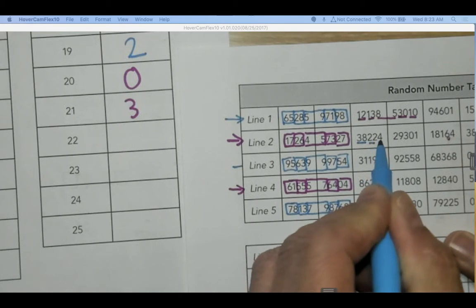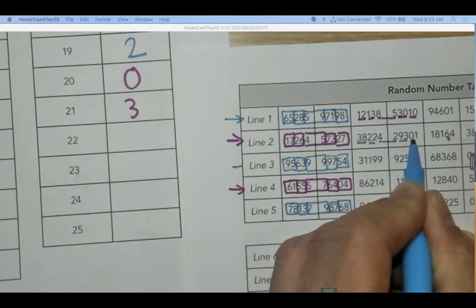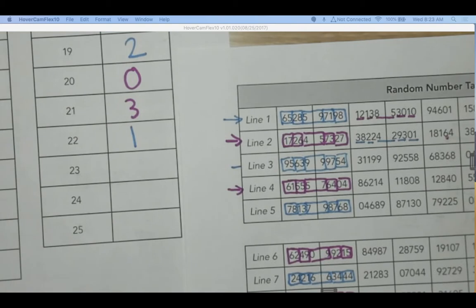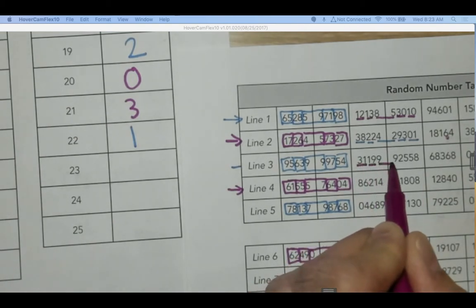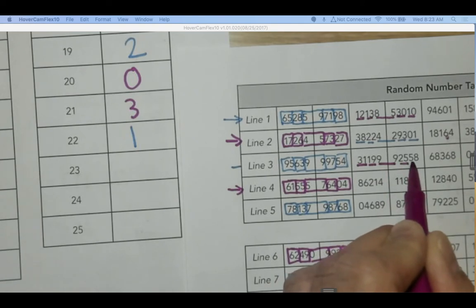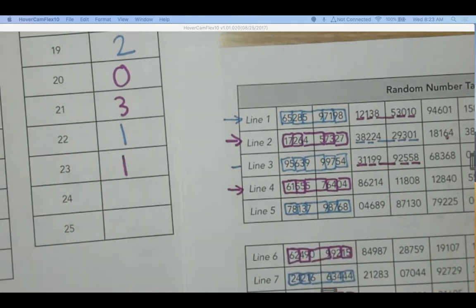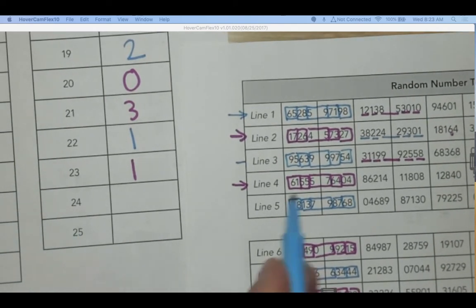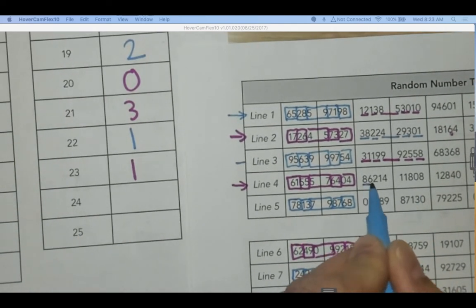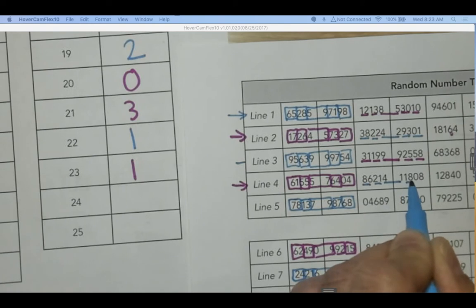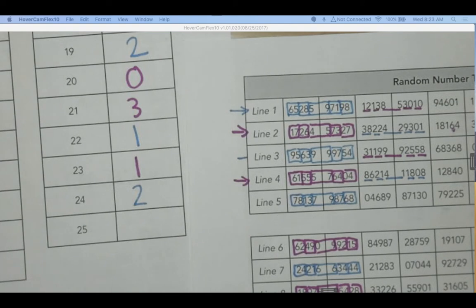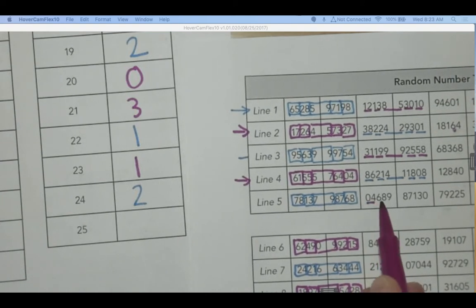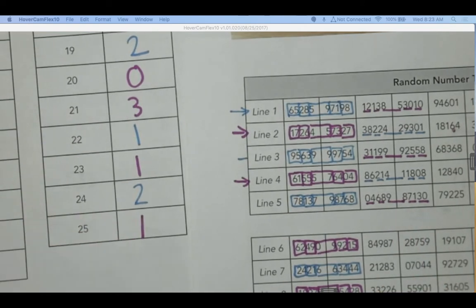38 no, 22 no, 42 no, 93 no, 1 yes, 1 correct. 31 no, 19 yes, 99 no, 25 no, 58 no, 1 correct. Then 24, 86 no, 21 no, 41 no, 18 yes, 8 yes, would have been 2 correct. And then last but not least, 4 yes, 68 no, 98 no, 71 no, 30 no, 1 correct.